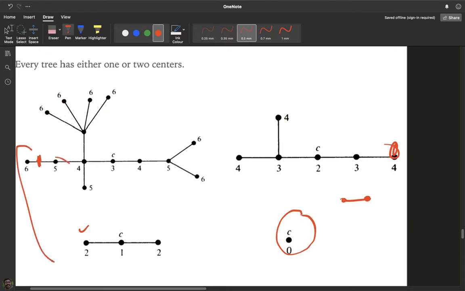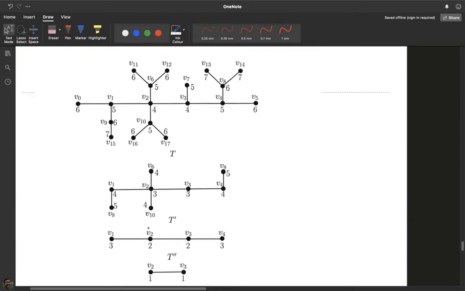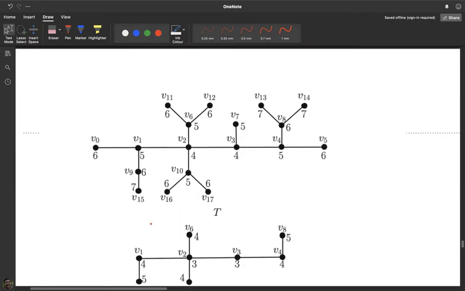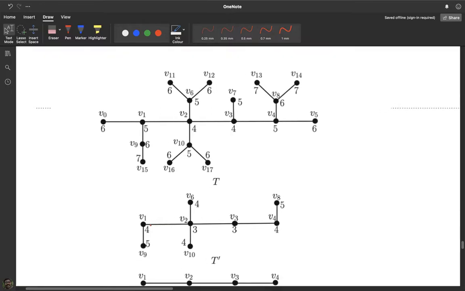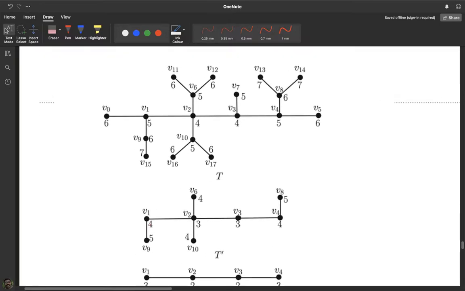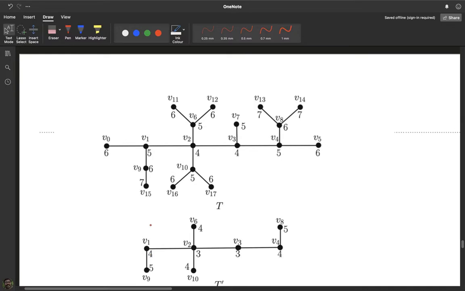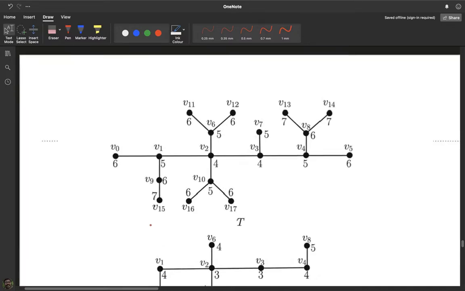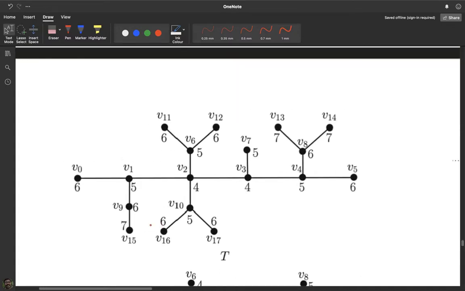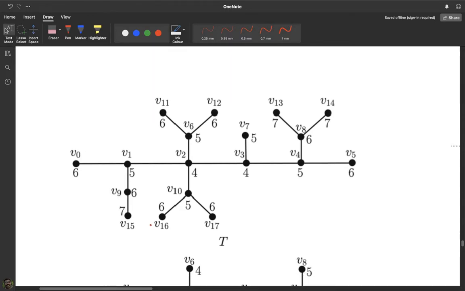Let us look at some other examples, some other trees. For example, if you look at this tree here, we are going to apply all these procedures here. First you had a graph, and we have marked all the eccentricities in this graph, and now we are going to delete all the end vertices here. What was the center in this graph? You can see two centers are there: this is a center, and this is a center.